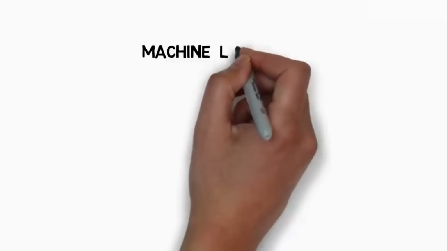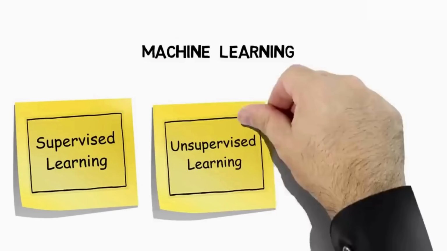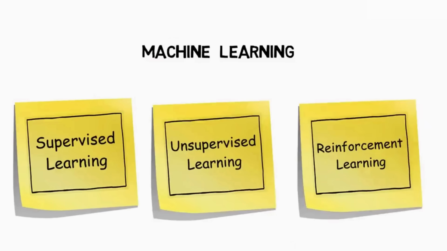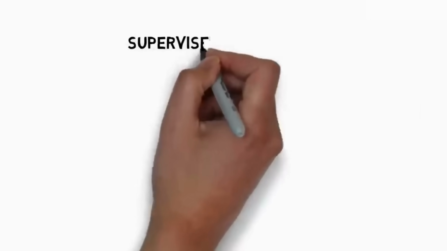There are many ways in which a machine learns. It could be either supervised learning, unsupervised learning, or reinforcement learning. Let's first quickly understand supervised learning.